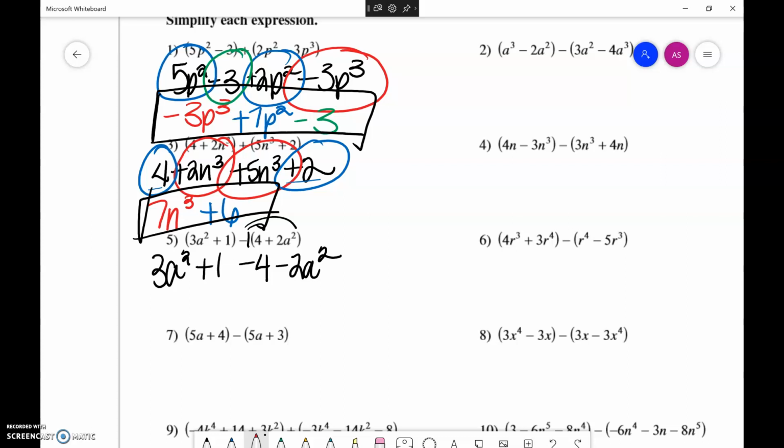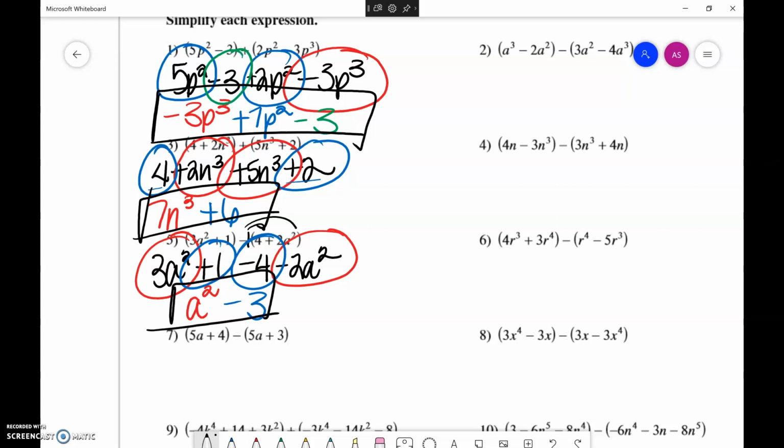Then we define our like terms. So we have 3a squared and we have negative 2a squared. So I'm looking at 3 minus 2, which is 1. So I have a squared, or you can put 1a squared if that helps. I have 1 minus 4. That's going to be negative 3. So that's my answer. A squared minus 3. All right.